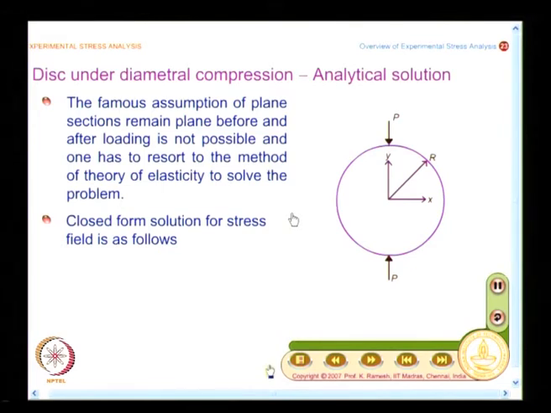You will not be able to approach and solve the problem from strength of materials, but you will be able to solve only from theory of elasticity, because plane sections do not remain plane before and after loading. You also had that problem in the case of a cantilever. When you have shear, the planes do not remain plane, they have a warping. Fortunately, there is no coupling between normal stress and shear stress. So, you could live with flexure formula, that is why you call that as hinging analysis. The moment you come to circular disk, you have to depend on theory of elasticity.